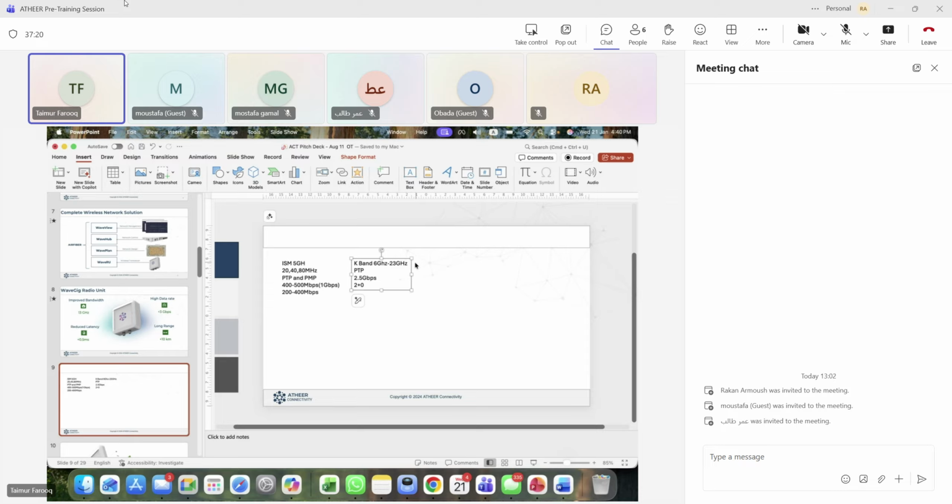Then there comes the V band, which is us. V band is 60 gigahertz, as we call it.